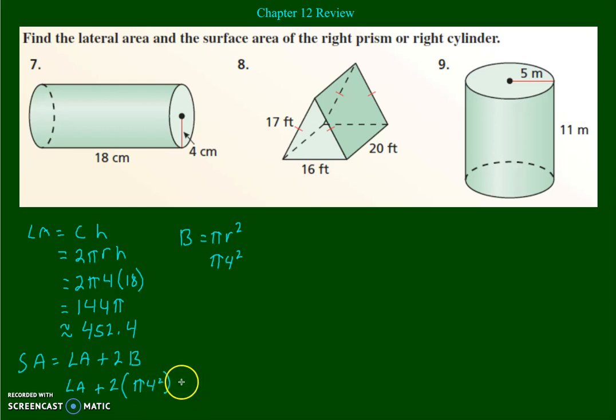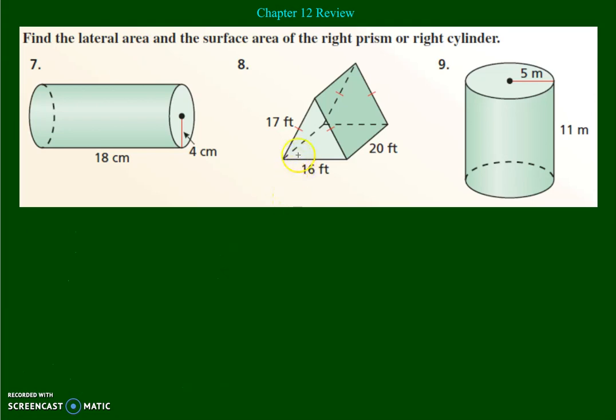Let's go ahead and put that in our calculator, and we will get an approximate value here. Before we write this one, let's go ahead and write this one. This is going to be 16 pi, which is approximately 100.5. And so when we add this, multiplied by 2, to the lateral area, we get 552.9. Let's go ahead and move on to problem 8 now.